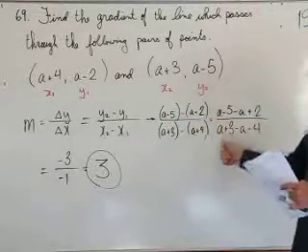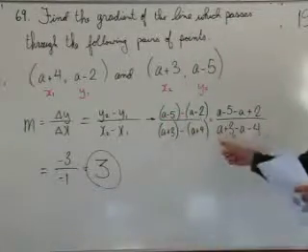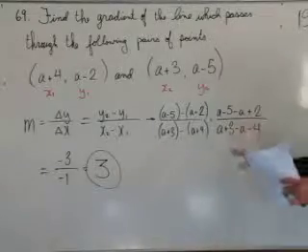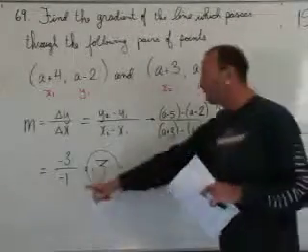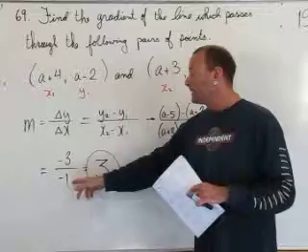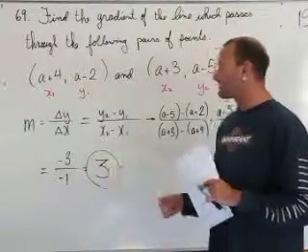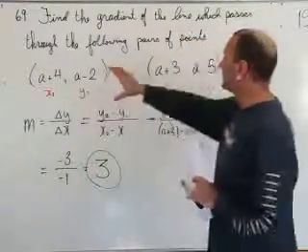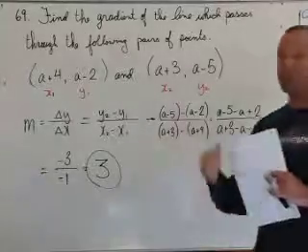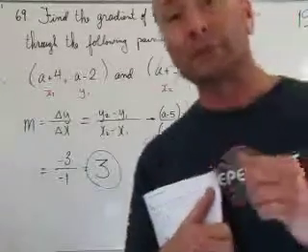So this becomes a plus 3 minus a minus 4. The a minus a cancel each other, and 3 minus 4 gives us negative 1. Negative over negative becomes positive 3. So the gradient of the line that goes through those 2 points will be 3. Any questions? Please let me know.